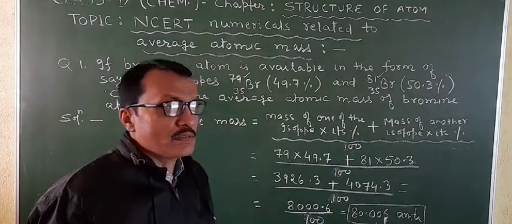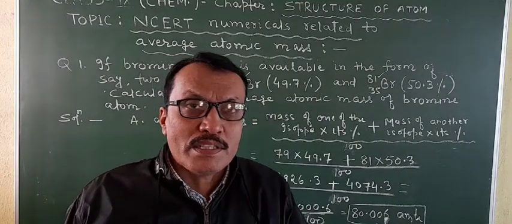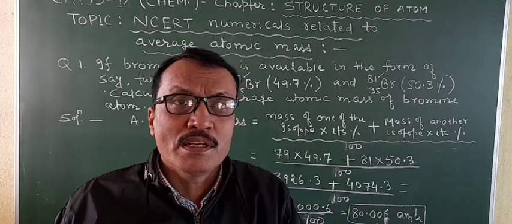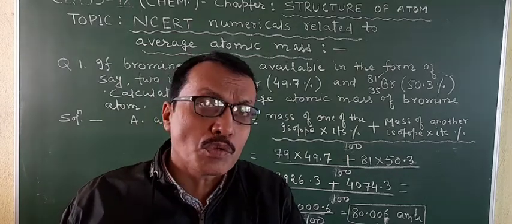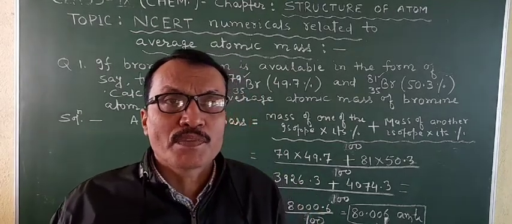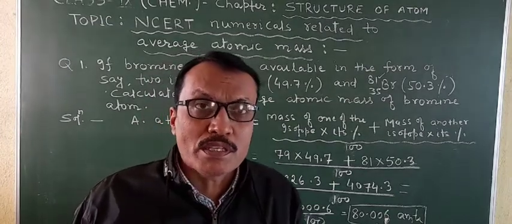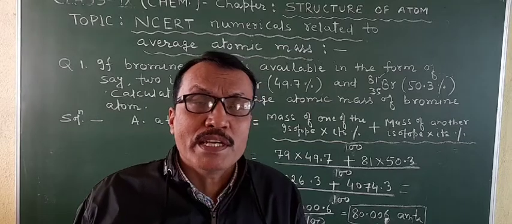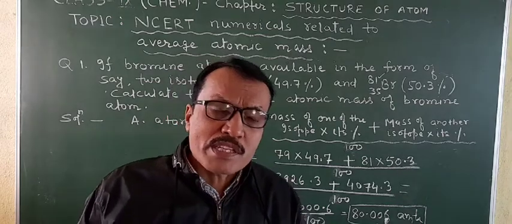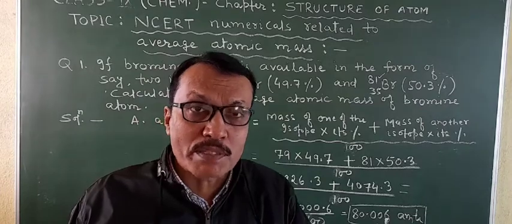My dear students, average atomic mass is considered in case of elements that exist in isotopic forms. So you have to keep in your mind that the average atomic mass of an element is considered in case of elements that exist in isotopic forms. This is the topic of today: how to calculate the average atomic mass.